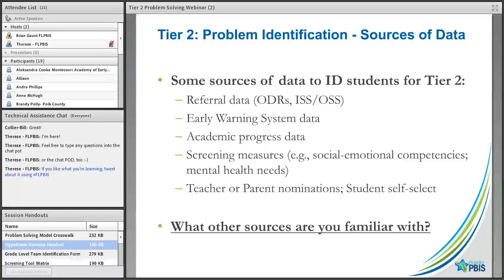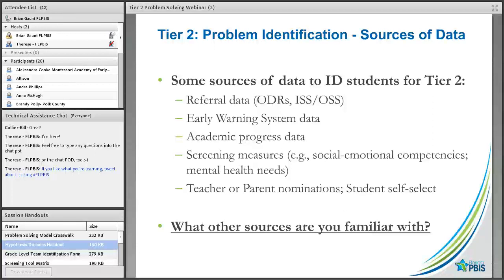And then we also offer from the PBS project the teacher nomination form and the grade level team identification form, which are basically the same sort of screening tool. It's just one is completed by individual teachers and the other is completed by a grade level team. So you have probably fewer students being nominated overall when the grade level team sits down to identify their top 6 or so students that they think need some additional support versus if you had every teacher in your school complete that same form. But those are nice resources because they prompt teachers to think about internalizing signs of need as well as externalizing signs of need.